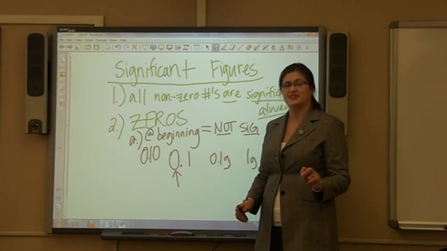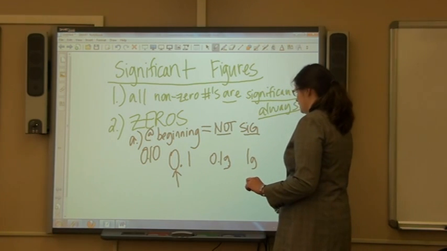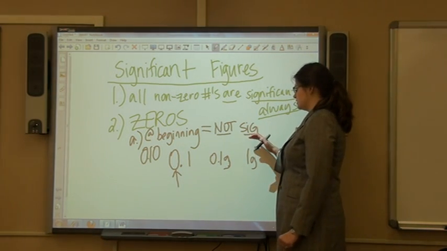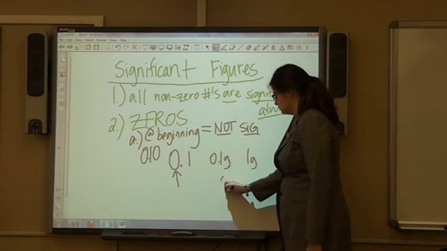That is a question on your learning check at the end of this lecture, so make sure you took good notes on that. Okay, so back to our rules here. If you have a zero at the beginning of a number, it is not significant.